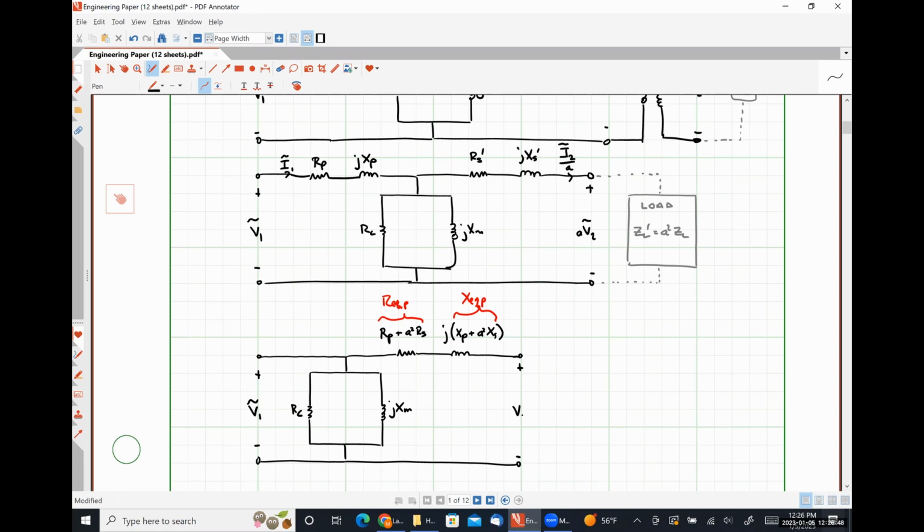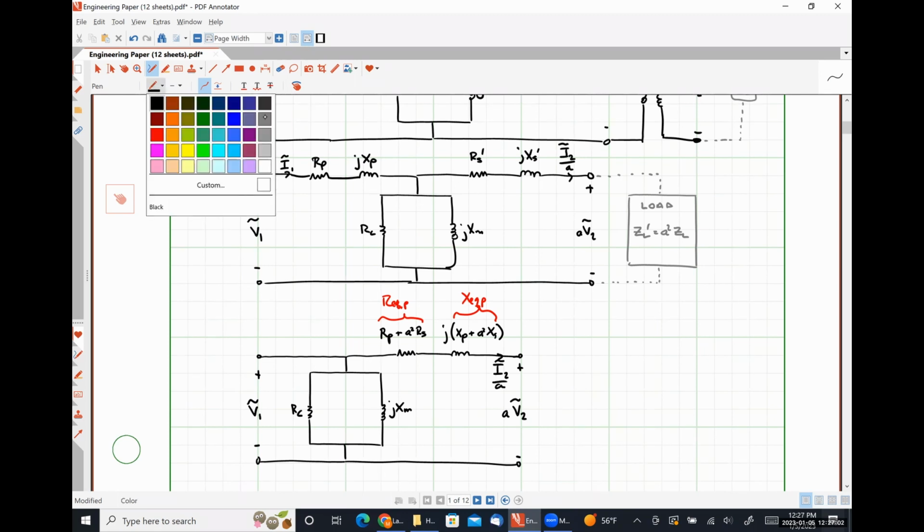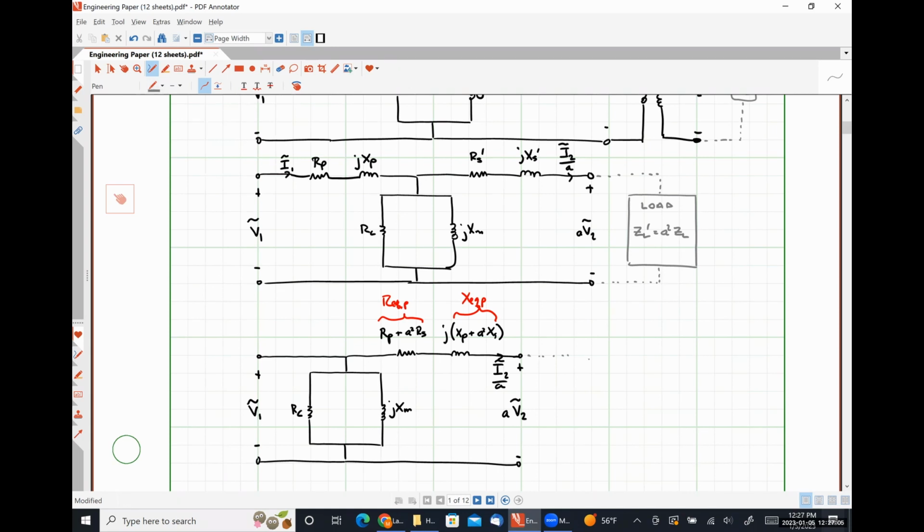Where this voltage is AV2. And this current is I2 over A. And I'm going to put my load over here once again. So I'd like to explain the notation that I'm using here really quickly. I have REQ because I have an equivalent resistance. That's just all of our series resistors lumped together. And then I have comma P because this is the equivalent series resistance that is referred to the primary side. Similarly, I have XEQ sub P because it's an equivalent reactance, all referred over to the primary side.